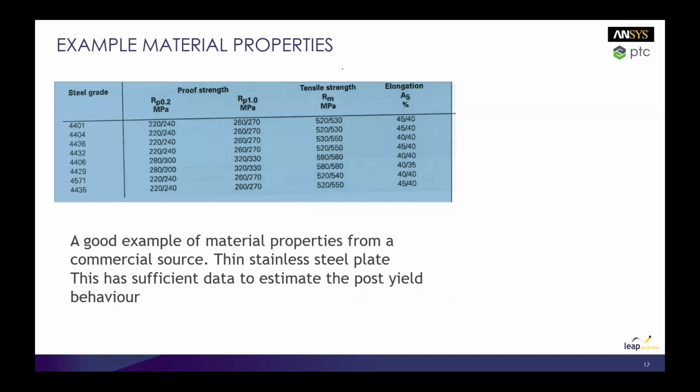Okay, here is an example of the most basic material properties you can get. You look on MatWeb, you find a particular grade of material. Here in particular, I think this was a 250 grade material. You have different ranges of yield stress. This is the proof strength, at 0.2% and at 1% strain. And then you've got your tensile strength.